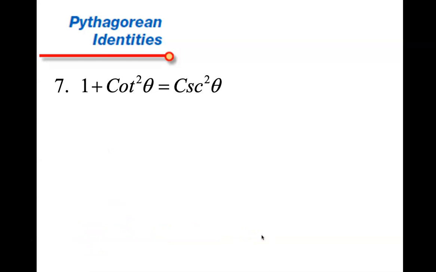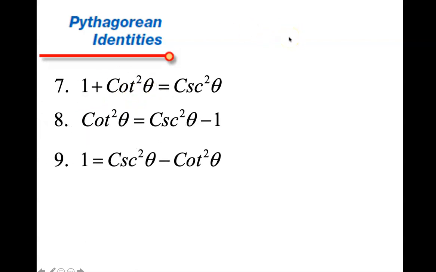And then the last 3, 1 plus cotangent squared of theta equals cosecant squared of theta. Again, right now, cosecant squared is isolated. I could isolate the 1 by subtracting cotangent squared of theta, or I could isolate the cotangent squared of theta by subtracting 1, resulting in these 2.